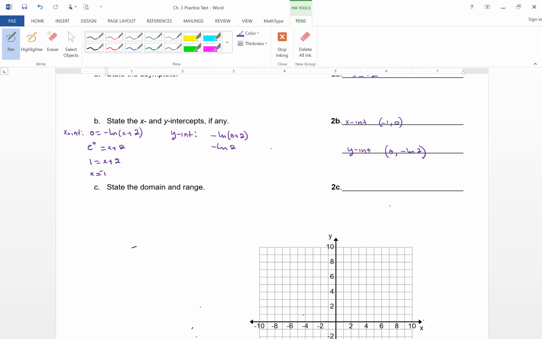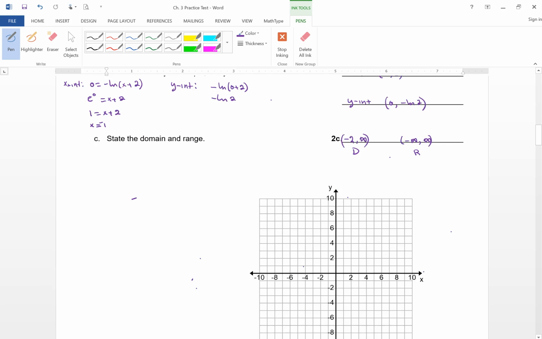Okay, for exponential functions, the domain is all reals. For logarithmic functions, the range is all reals. That means the domain is not, right? So the vertical asymptote here was at negative 2. Okay, so this starts at negative 2 and goes to the right side. So it's negative 2 to infinity.